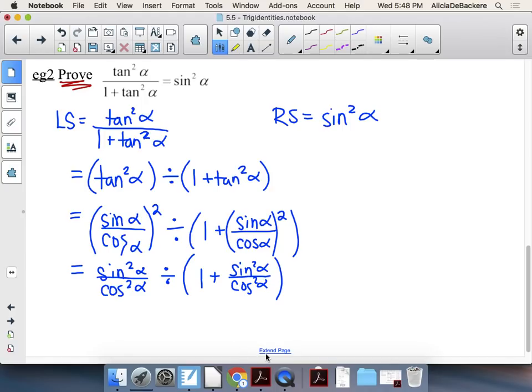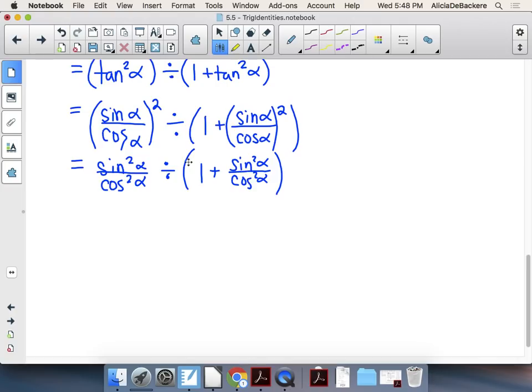Okay. Still not great. We're still trying to make this simpler. Remember, our goal is to make this look like sine squared alpha, so take a break, go over to the right-hand side and work with that. So now, in order to divide, I've got a fraction. I want to divide it by this bracket. I'm thinking about BEDMAS.